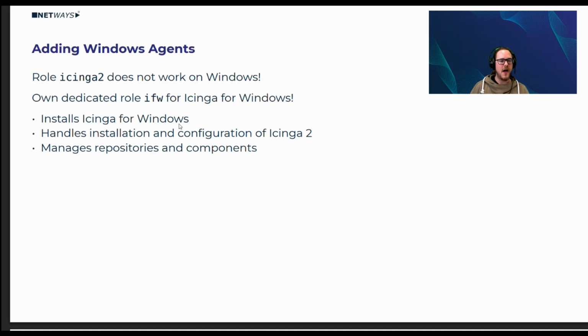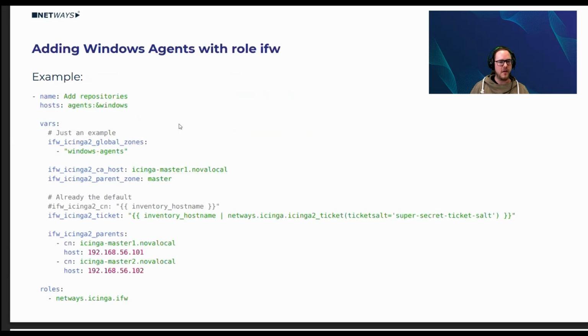You can also manage repositories, components. You can manage how Icinga 2 is installed. You can manage the zones conf of this as well. And all you need is just some variables again. You can add global zones. You can again refer to your CA host, so basically meaning who has the CA.